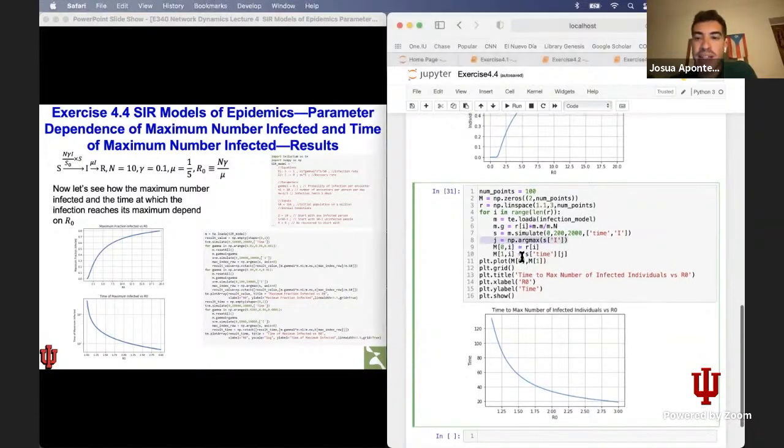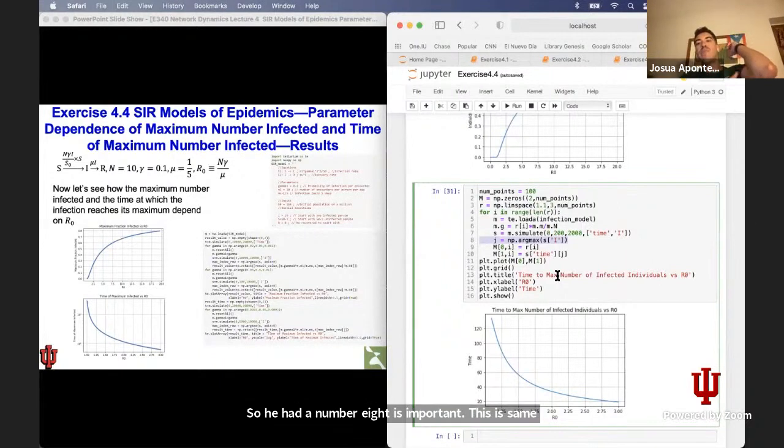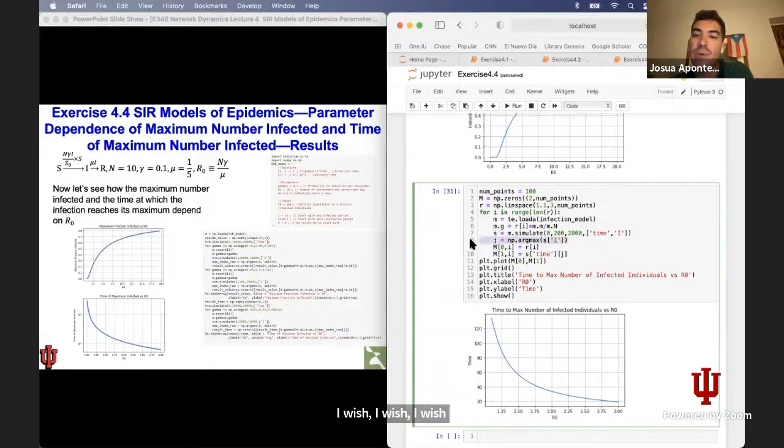So here in number 8, it's important. This is similar to what we were doing before when we were looking at when the array was closer to 0. Now what we are getting here is the index at which the array is at its maximum. And then once we have that index, we can plug it into our time series to get back the time at which I reaches its maximum. That's what these two lines are doing here.